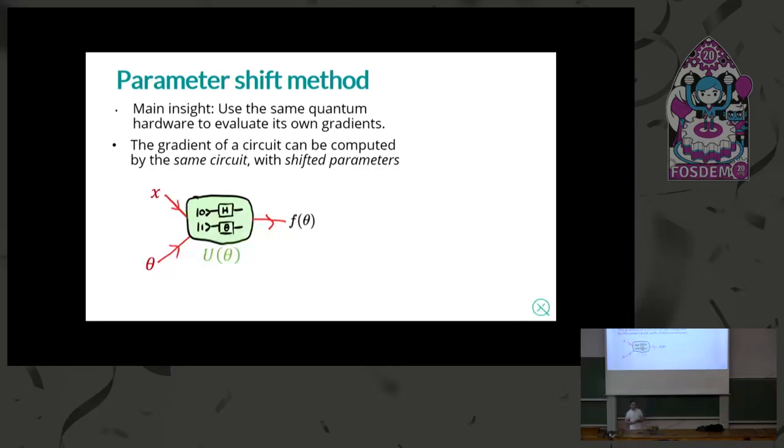The main insight here is we're able to use the same quantum hardware to evaluate its own gradients. And this is a significant insight, because if we weren't able to do this, we'd have to classically simulate the circuit to get the gradient. And that's intractable. As the size of the quantum devices we have increases, you'd no longer be able to classically compute the gradient to perform this classical optimization loop. So you're constrained to gradient-free optimization techniques.